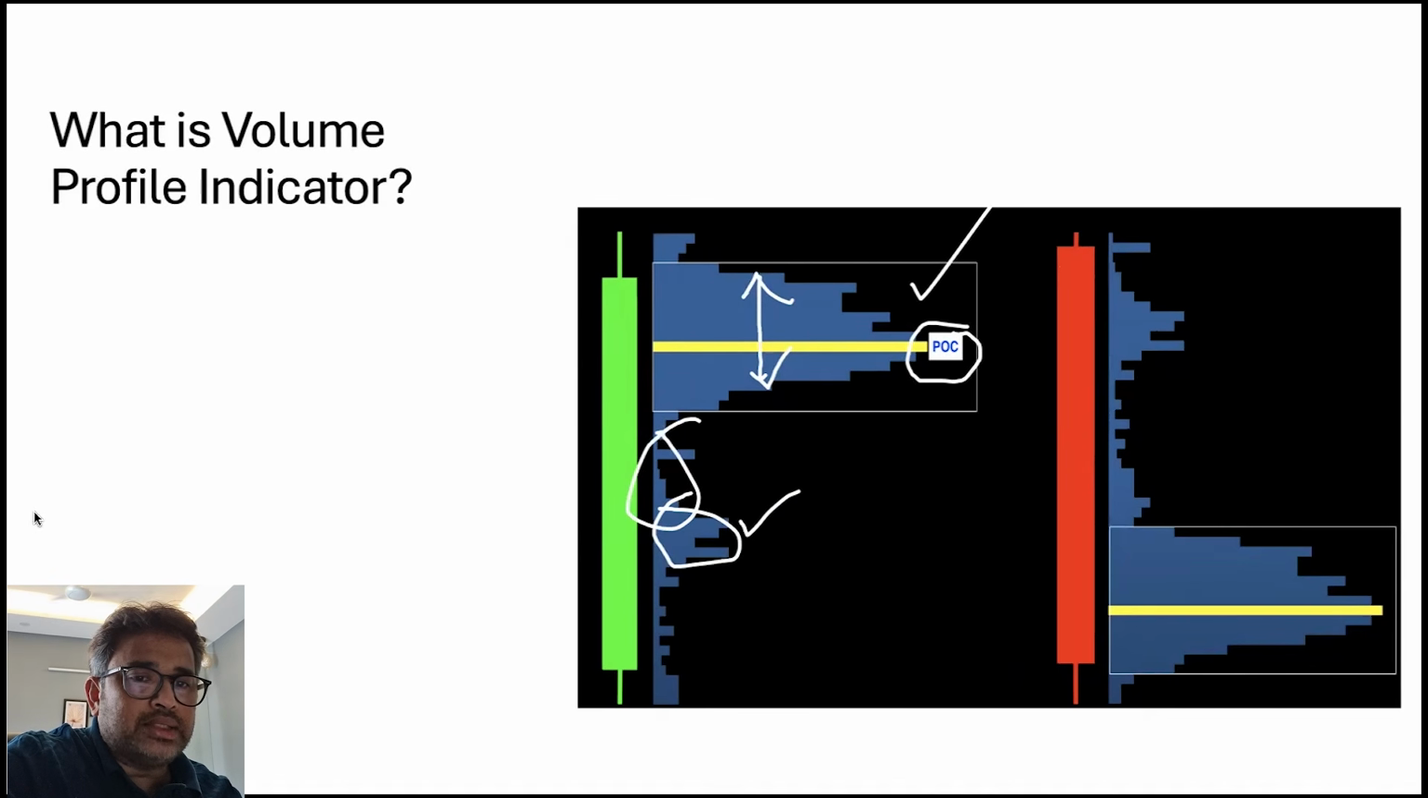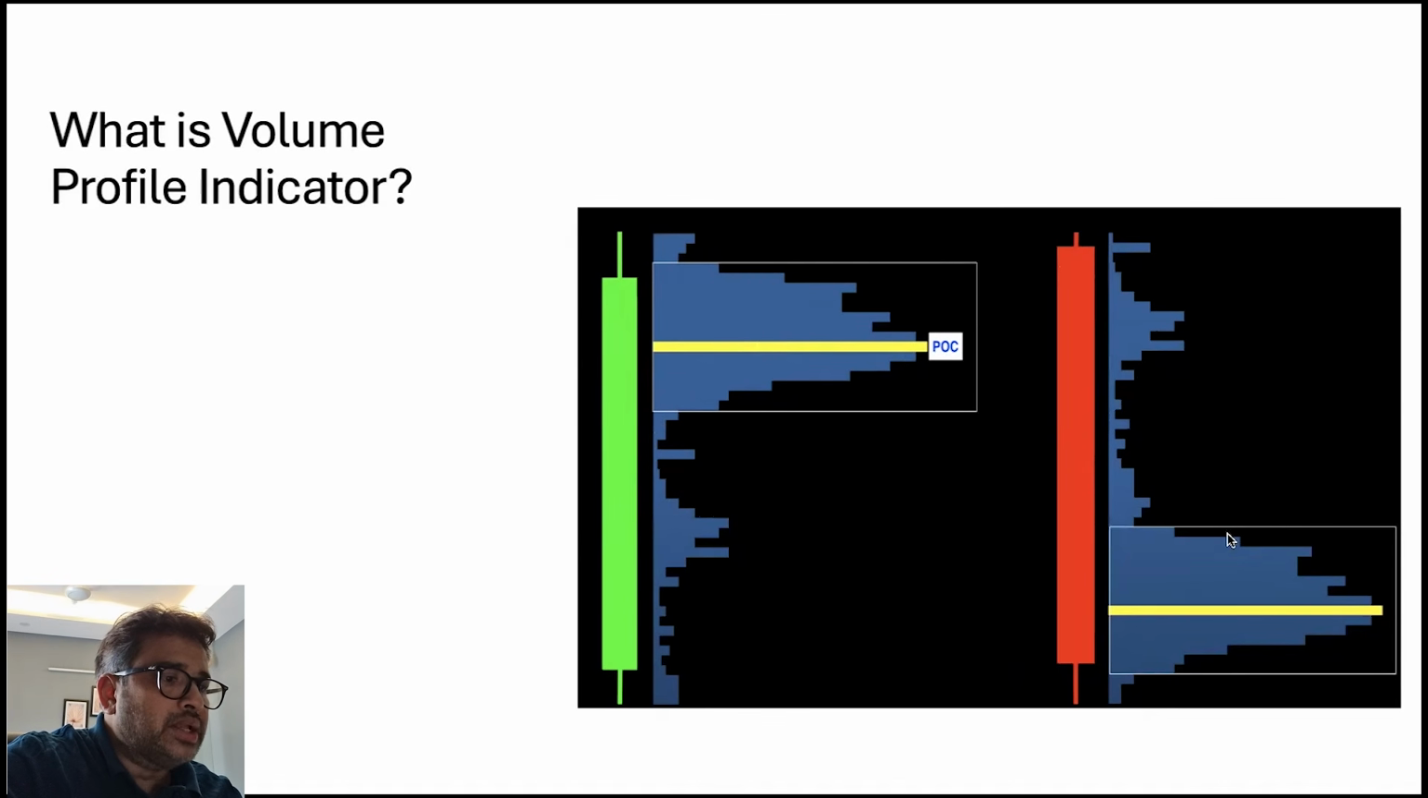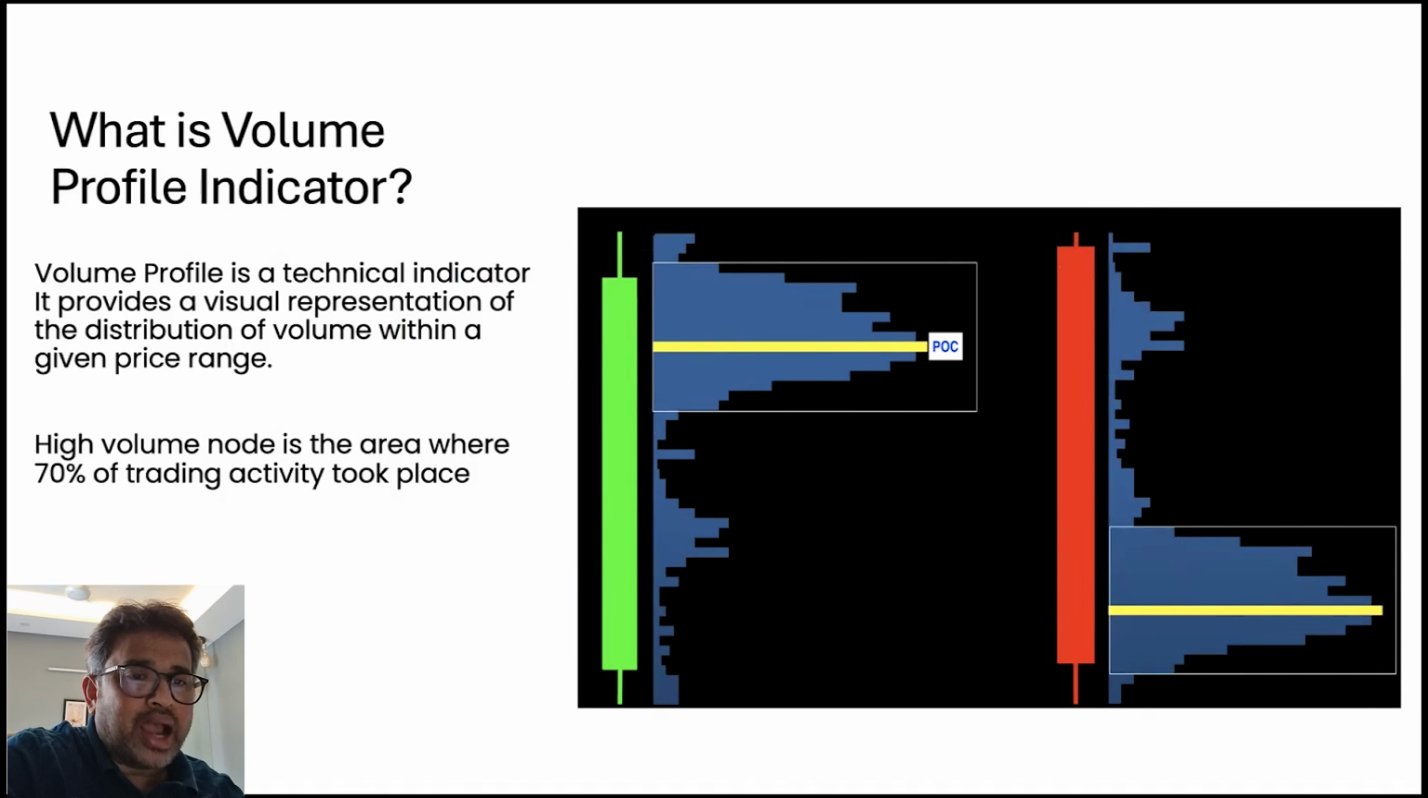So you have to look at the chart. When you see the volume profile, you have to see where is the highest volume node, where is the lowest volume node, and what is the second highest volume node. And this is the point of control. Point of control will tell you the exact price where the highest buying or selling took place. The high volume node is an area where 70% of trading took place. So 70% of trading took place in this price range.